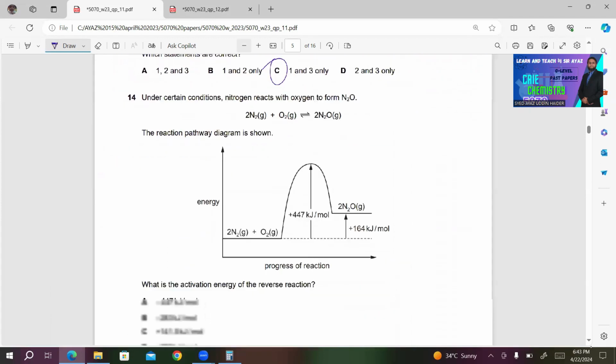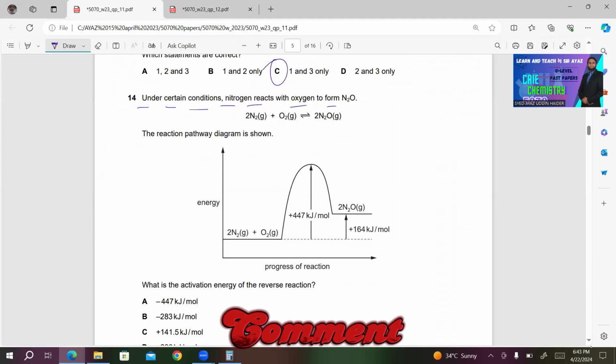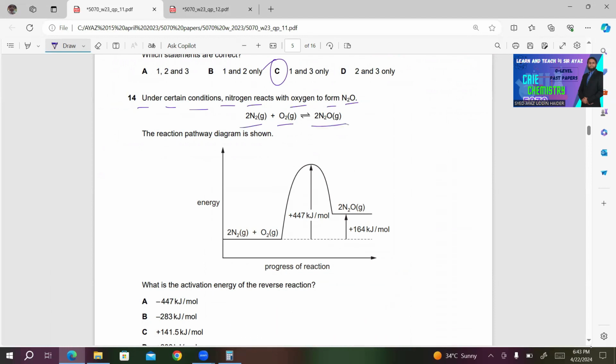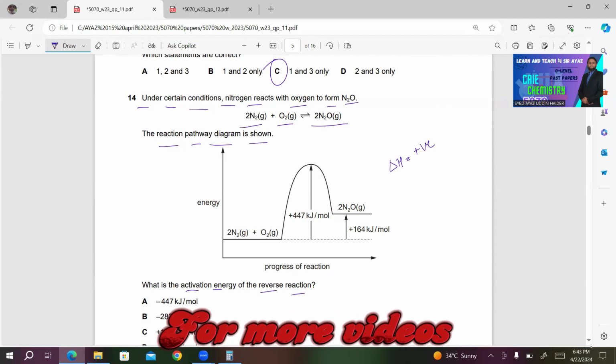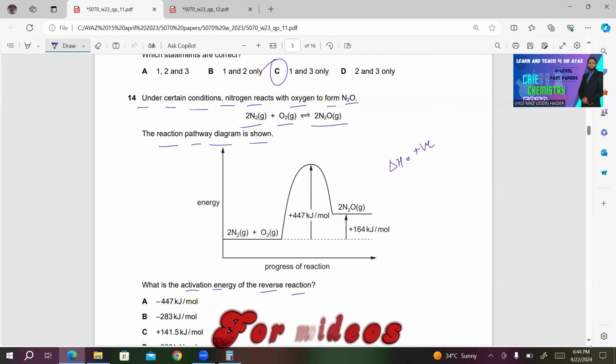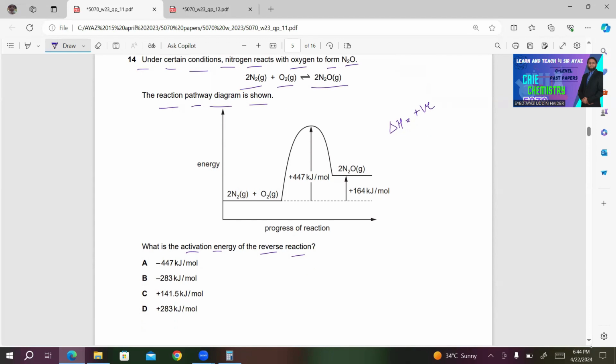14. Under certain conditions, nitrogen reacts with oxygen to form N2O. 2N2 gas plus O2 gas gives 2N2O gas. The reaction pathway diagram is shown. Here's the reaction pathway diagram. This reaction pathway diagram shows it's an endothermic reaction. What is the activation energy of the reverse reaction? So we need to calculate the activation energy of the reverse reaction.